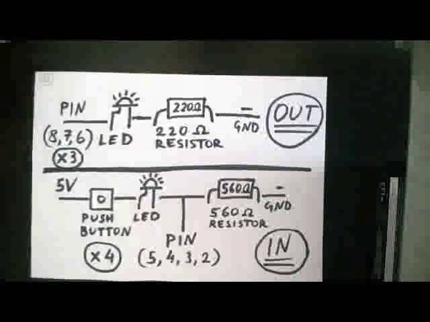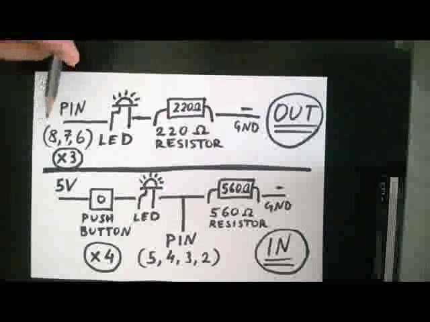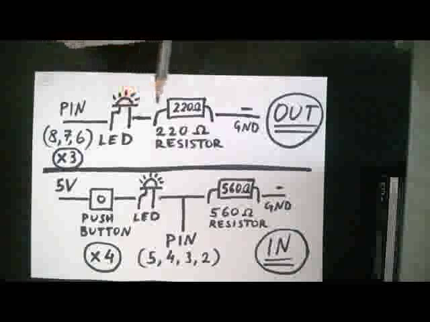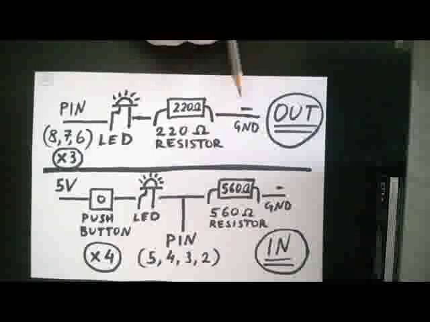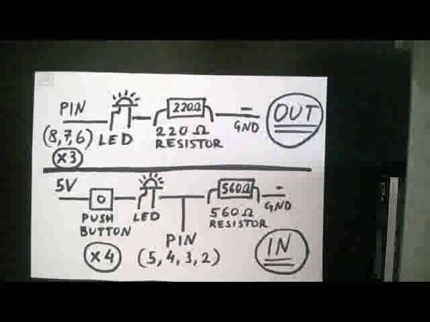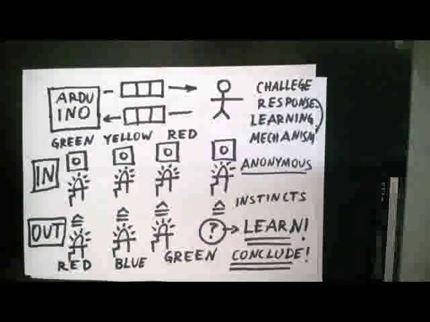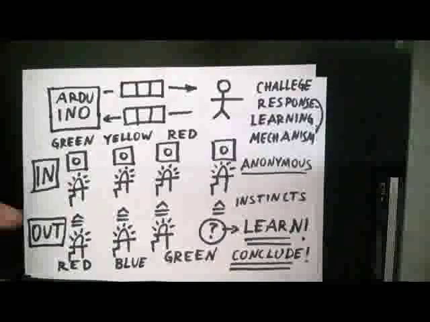And the output is one of the pins 6, 7, or 8 is connected to an LED. This is connected to a 220 ohm resistor, and that is connected to ground. So that applies for each one of the inputs and outputs which you saw before. In the next video, I am going to show how we are actually going to play with the Arduino and let it interact with us.